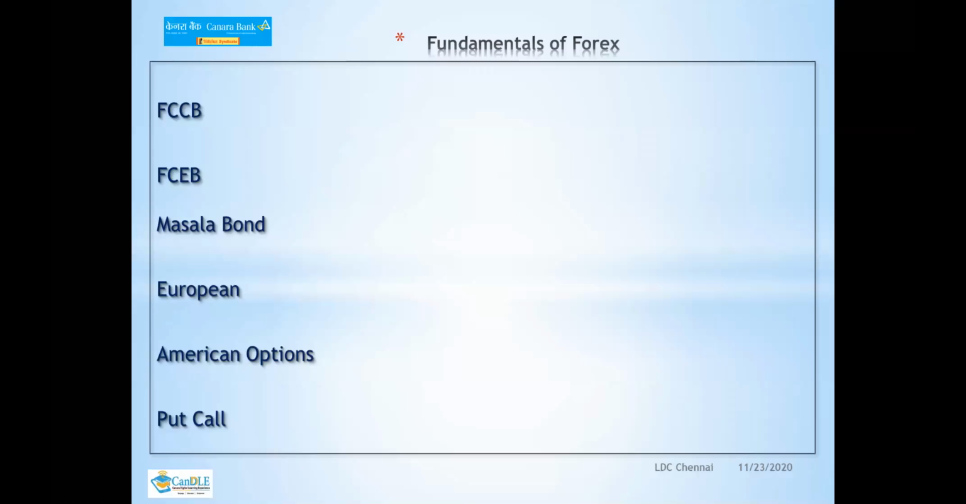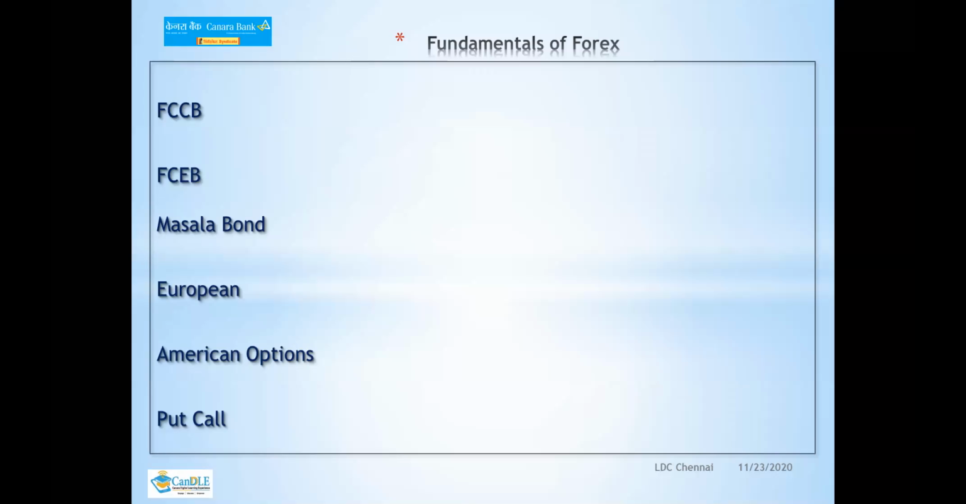The same is the case in all foreign exchange ECBs, foreign currency bonds, exchangeable bonds: the currency risk is borne by the Indian company. We are losing. In the case of a masala bond, we are issuing our debt in rupees only. I am issuing a masala bond in Germany. Say I am borrowing 100 crore rupees. So the exchange risk is passed to the overseas investor. I will pay him only 100 crores, rupees only. He has to take care of the exchange rate fluctuations.